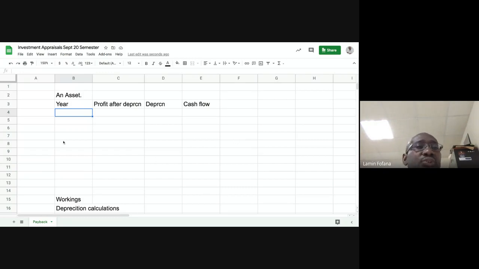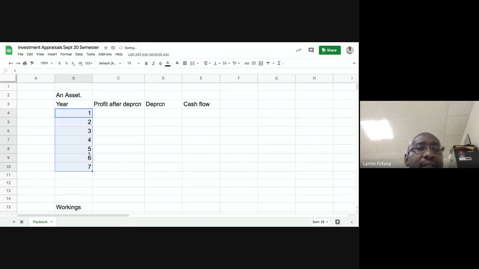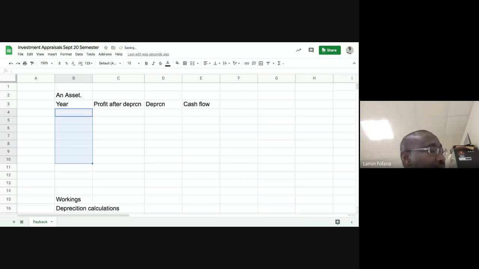Who has Excel? Do it. You have to type 2 numbers, 1 and then 2. After typing 1 and 2, you have to highlight both of them and then you drag. It's going to follow. The same thing with Excel. Is that clear, everybody?